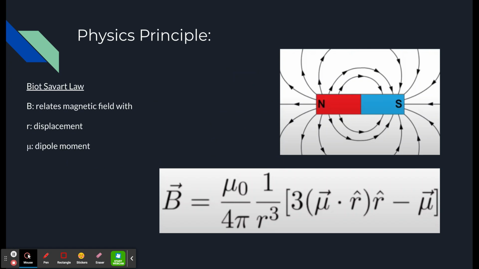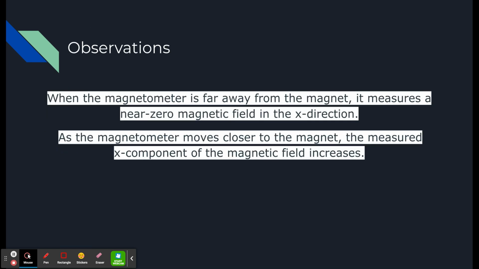The main physical principle used here is, of course, the Biot-Savart law, which relates the magnetic field with the displacement and the dipole moment. The dipole moment is especially important here because that's what makes the magnetic field go from north to south, which has great implications in the later experiment. So the observations of the actual physical experiment were the following.